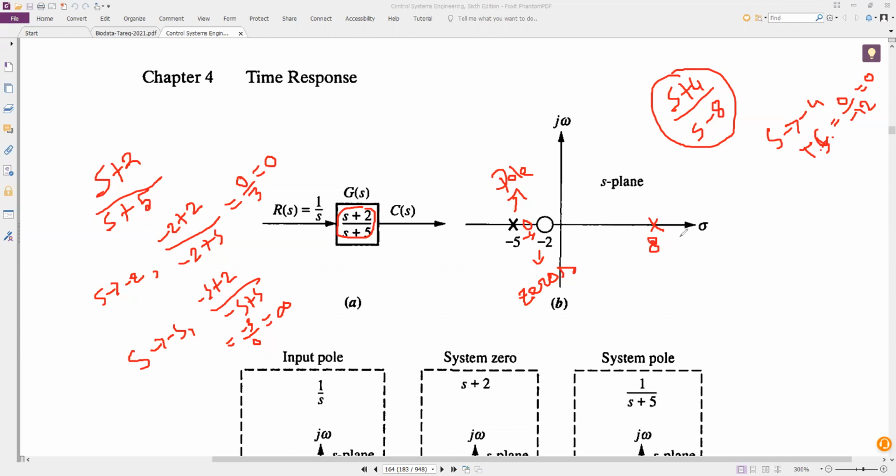See, this is the zero and this is the pole for this one. So you write the zeros like this, and you write the pole like this. Okay, understand? Sorry, poles are crosses, like this, and zeros are circles, like zeros.